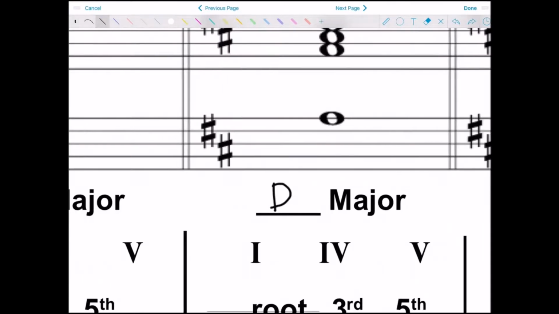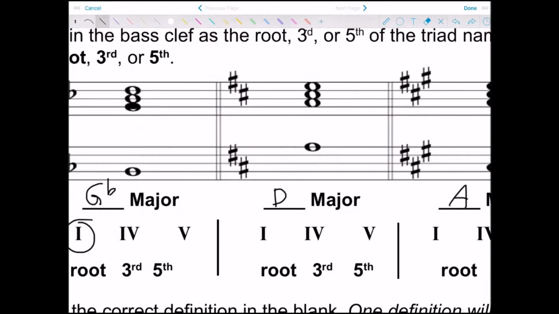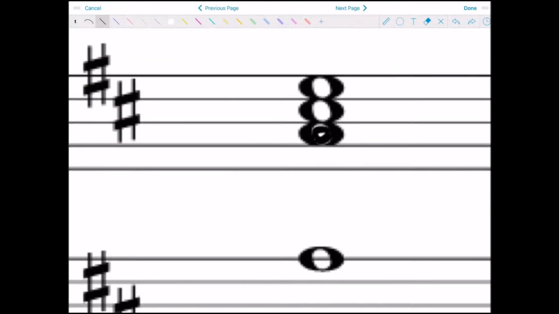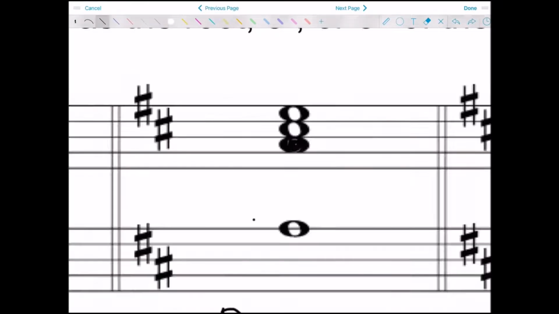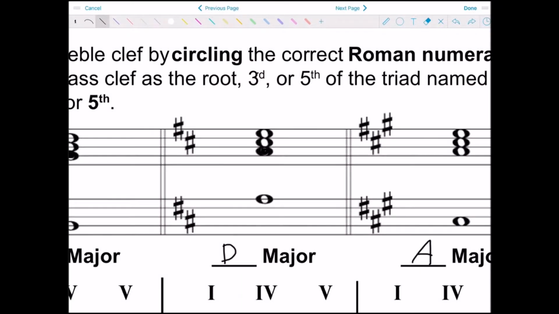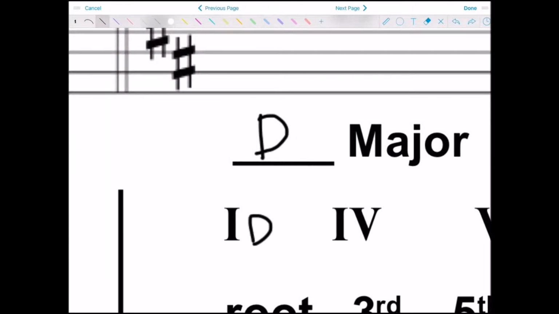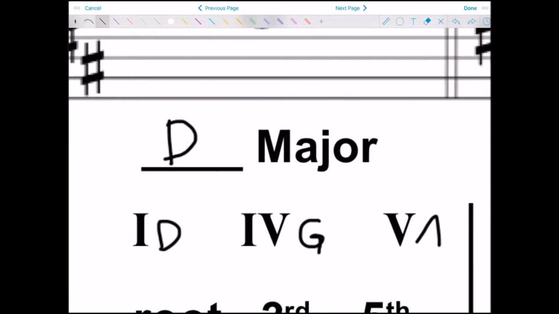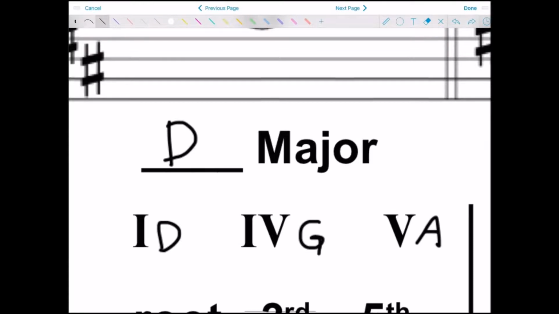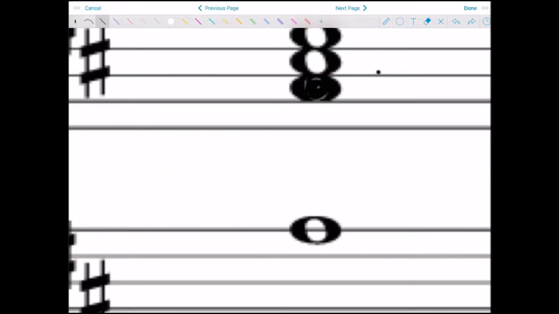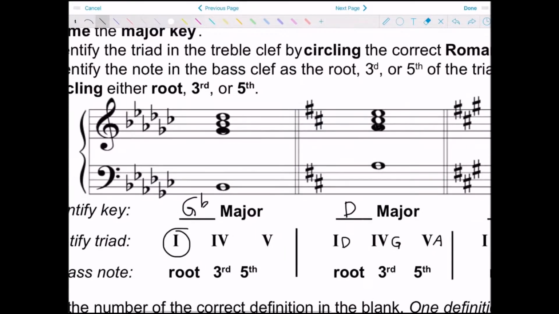Let's move on to D major. Let's take a look at the bottom note here. Is that a D? It is not. So let me see here. D would be number 1, G would be number 4, and A would be number 5. So what is that bottom note right here? That is an A, so this is the 5 chord.